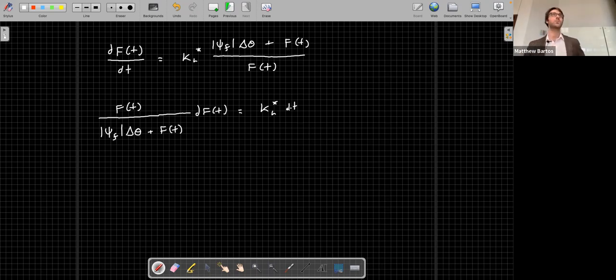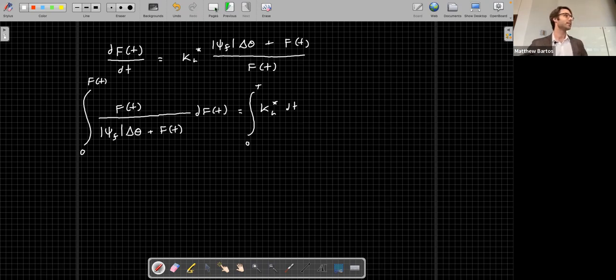Okay, so this is looking promising. What can we do now? Integrate it. So let's go ahead and integrate this. Okay, we're gonna integrate this side from zero to t, and we're gonna integrate this side from zero to big F of t. And if we carry out that integration, what we get is the following. I'm going to go to another page just so that I can put all of the Green-Ampt equations on one page. So let me know, anyone still writing here?